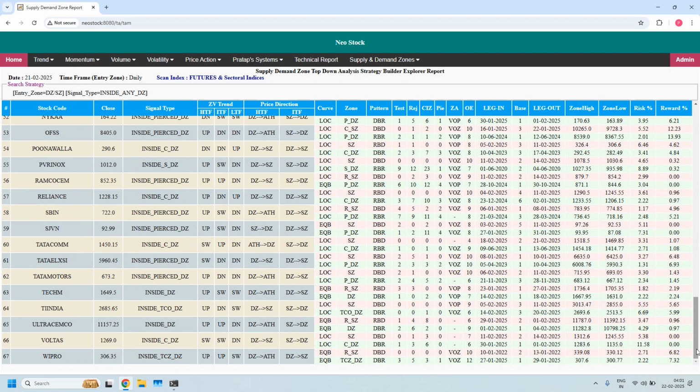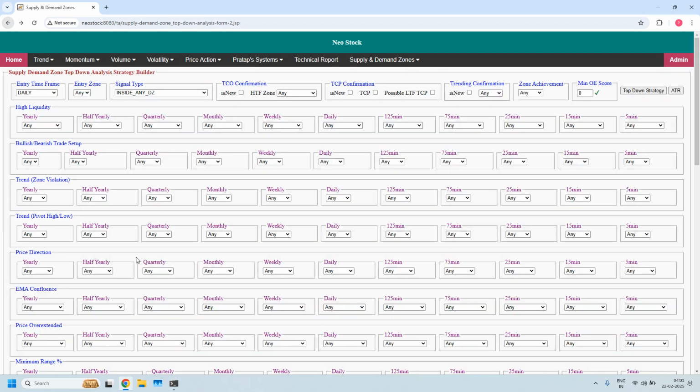So total 67 stocks are filtered. Out of these 67, how many daily demand zones are having daily EMA confluence? Let us verify. Let us further filter on these 67 stocks.